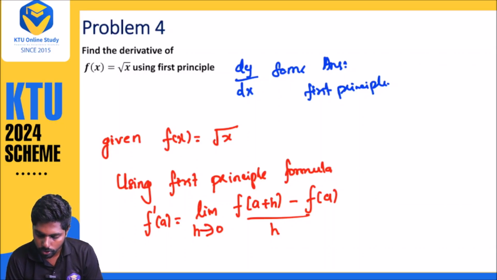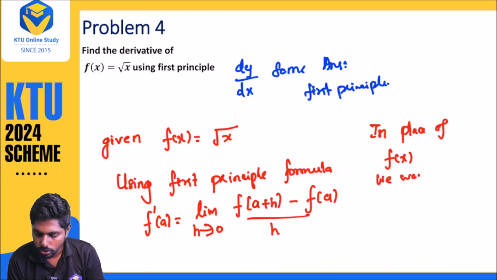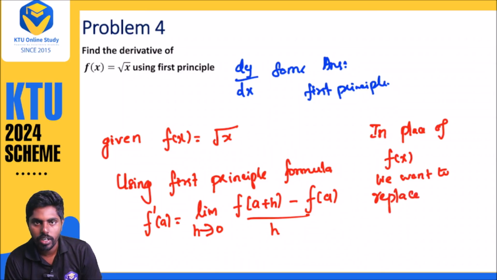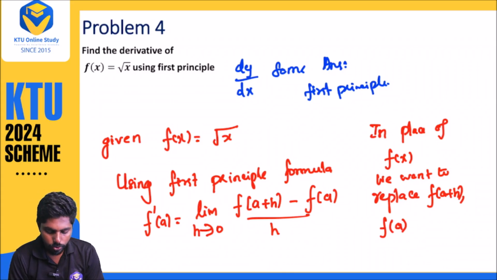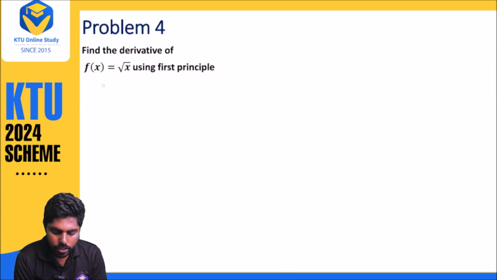So what we want to do here, in place of f of x, what do you want to replace? Just like the previous sum we have done, the same thing we are going to do. We want to replace f of x as a plus h, and we also want to find f of a. Okay, just replacing in the sum. So using the formula, what is f of a plus h?